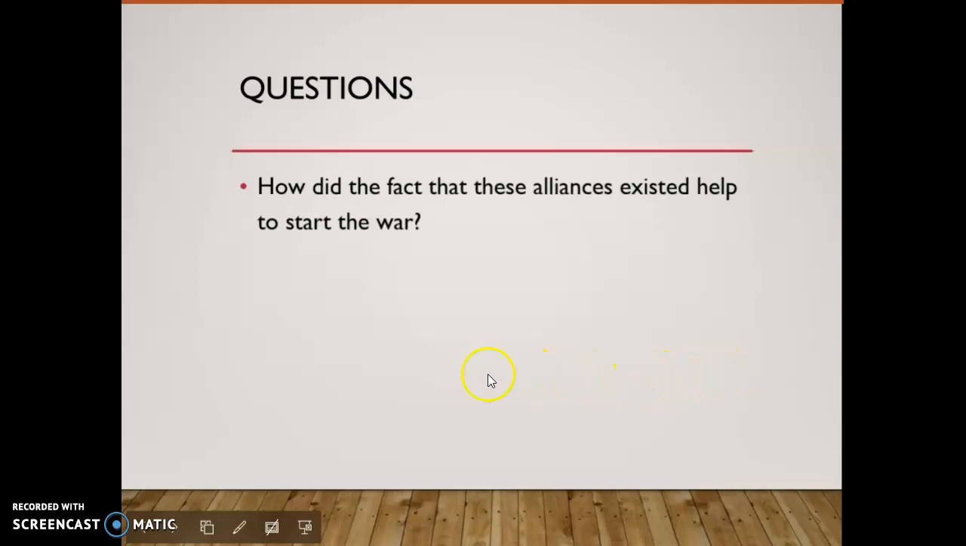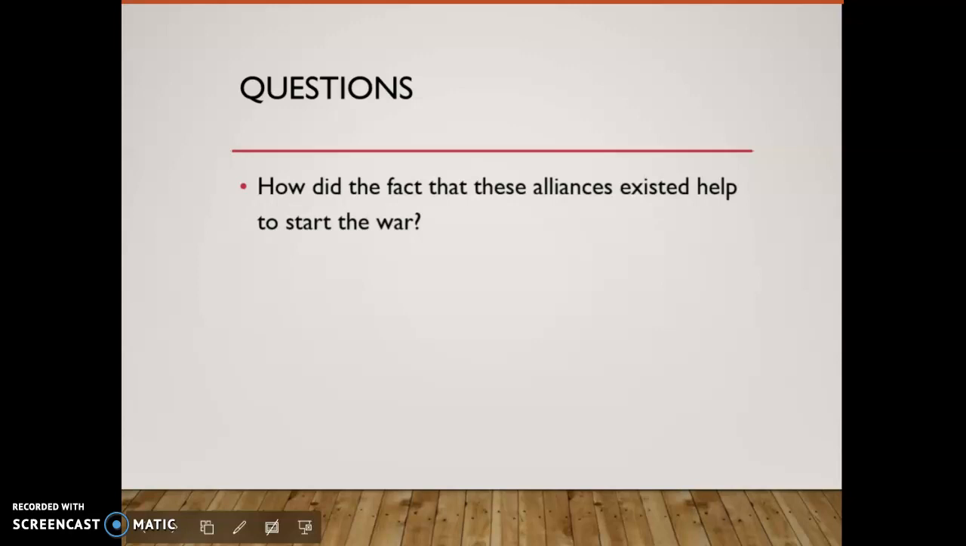So how did the fact that these alliances existed help to start the war? Well, for this you have to connect it back to the militarism piece as well. Because everybody was so paranoid, and because everybody was increasing their army and they were all involved in these arms races, one of the things that made them really, really afraid was that if they got attacked by one of these bigger, badder, better armies, that they would cease to exist.